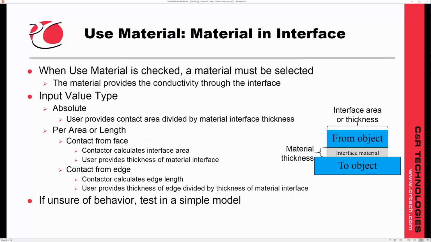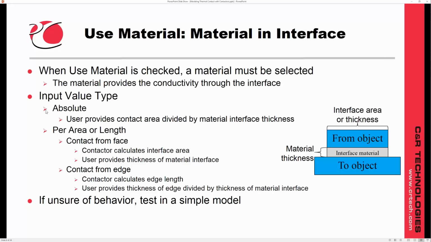Another option you have available is to use material. So this allows you to model a material in the interface. So I'm connecting from this top object to the bottom object, and I might have something like a gasket or a gap pad or something else in between the two parts that I don't want to explicitly model. So when you choose material or use material, you will choose a material from your materials database, and that will provide the conductivity through the interface.